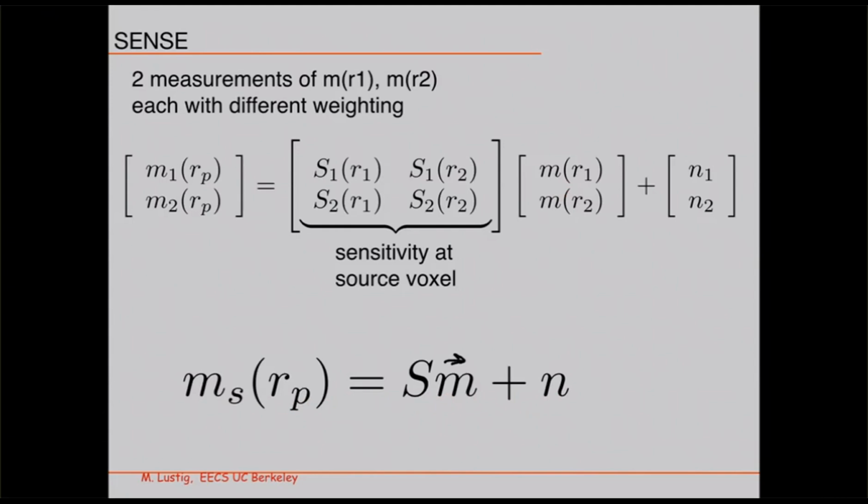Okay. So this is the forward equation, right? So two measurements, M at R1 and M at R2, each with different weighting. And the weighting is really a coil sensitivity matrix, right? This is a coil sensitivity matrix because it has S1 at position R1 and S1 at position R2, and then S2 at position R1 and S2 at position R2, right? So in this direction, it will be the coil. And in this direction, it will be the positions that alias. Okay. So that's easy. There's a solution for this. What is the solution for this?